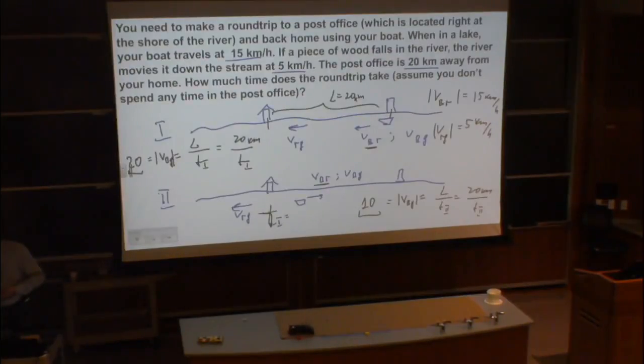T1 will be equal to 20 over 20, 1 hour. T2 will be equal to 20 over 10, 2 hours. So your total time for the round trip is 3 hours.